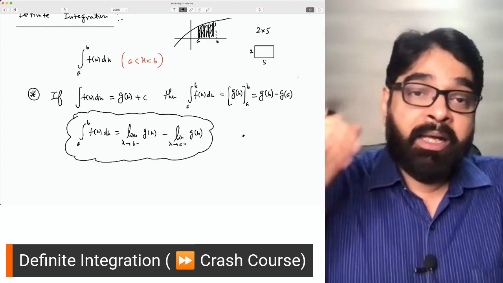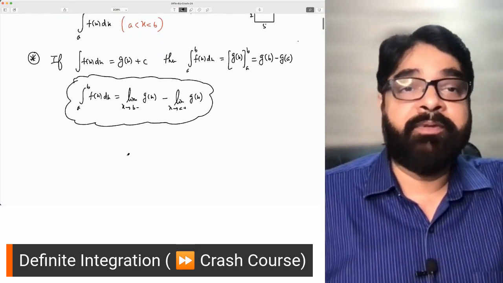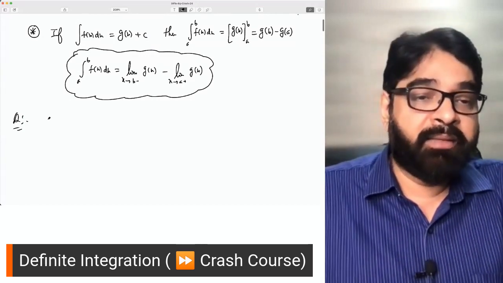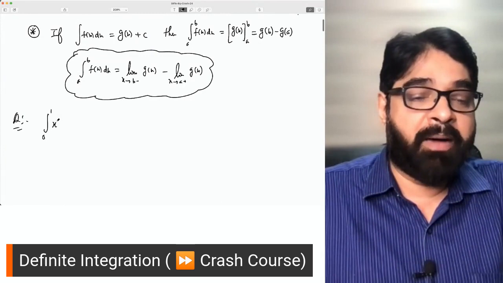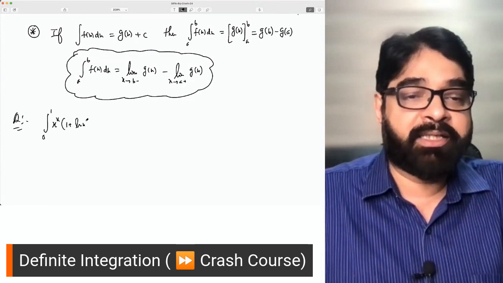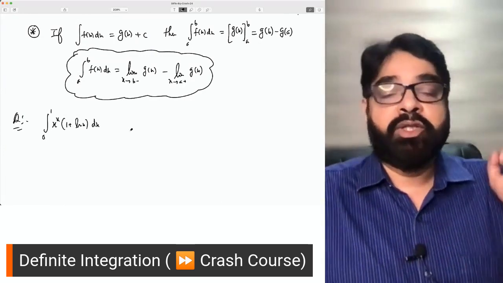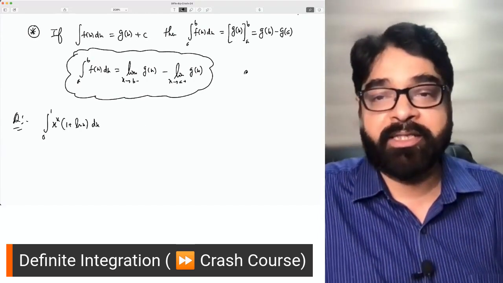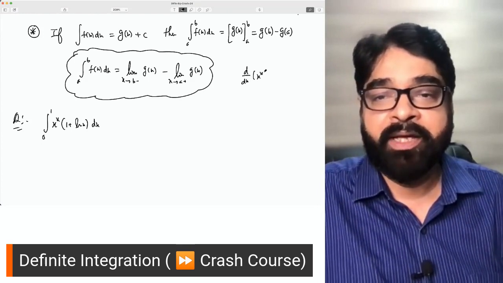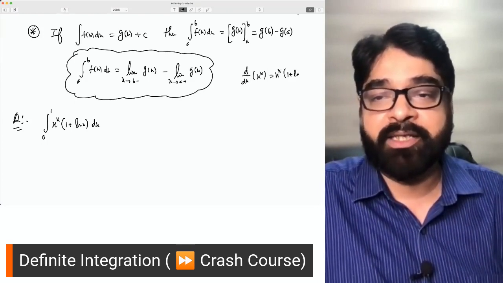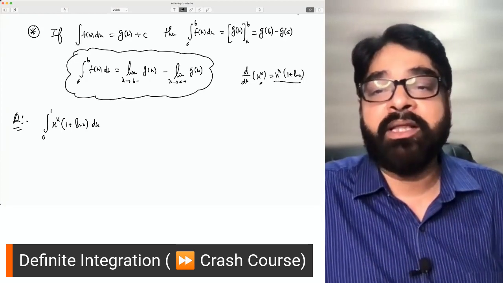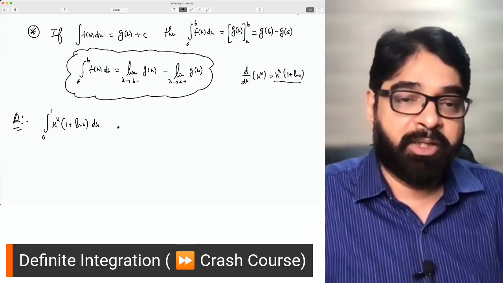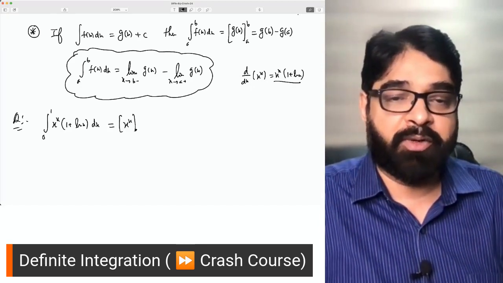Now, suppose I take a very simple question: integral from 0 to 1 of x^x (1 + ln x) dx. You know the differentiation of x^x is x^x (1 + ln x). So integration, being the antiderivative, of this will be x^x. So it means this will be x^x from 0 to 1.